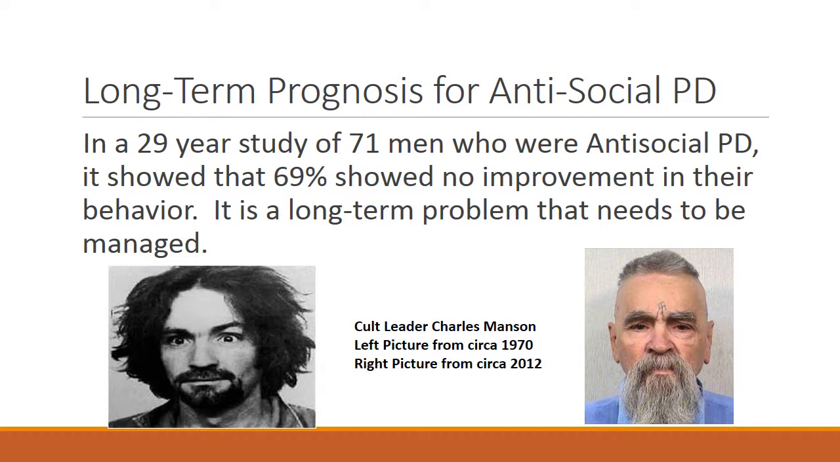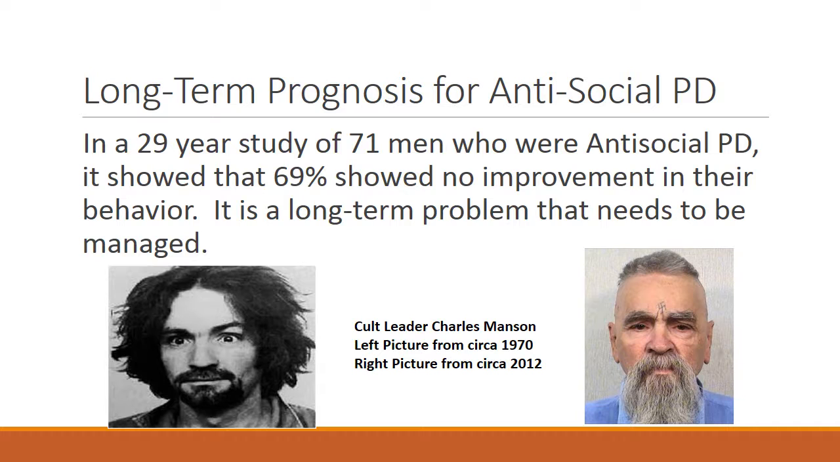So, what is the long-term prognosis for someone with an antisocial personality disorder? Well, it's not good news. In a 29-year study of 71 men who had antisocial personality disorder, it showed that 69% showed no improvement in their behavior. Now, this is over 30 years. So it's a long-term problem that needs to be managed.